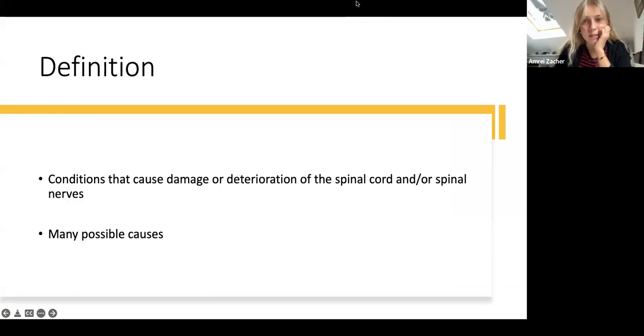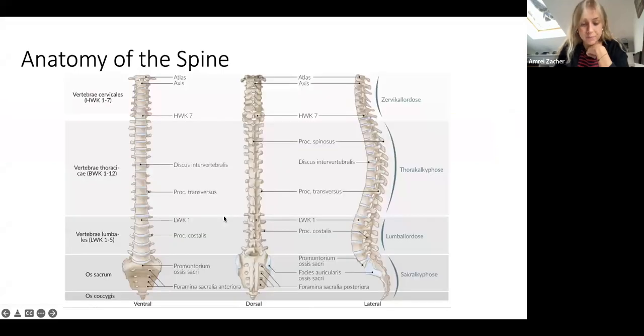Here with the definition. So basically, the definition of a spinal disorder is any condition with many possible causes that cause damage or a deterioration of the spinal cord and/or of the spinal nerves. And as I already said, these can have many, many different causes, and I will talk about that later on.